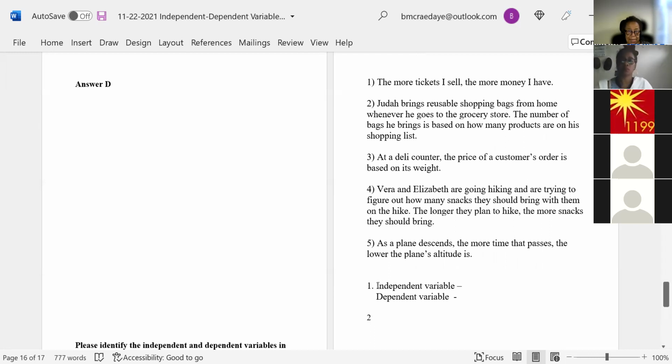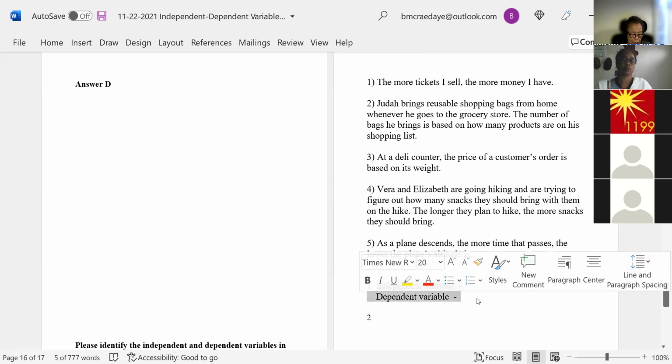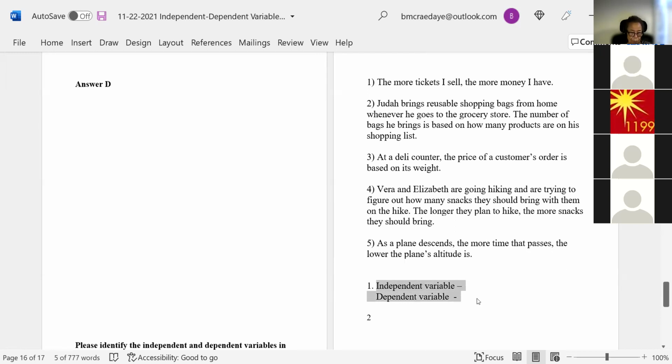Number 3, at a deli counter, the price of a customer's order is based on its weight. What is the independent variable? Is it the price of the order or is it the weight? Which one is independent? Which one is dependent? I would say the weight. Okay, so I want you to give me answers for all 5.